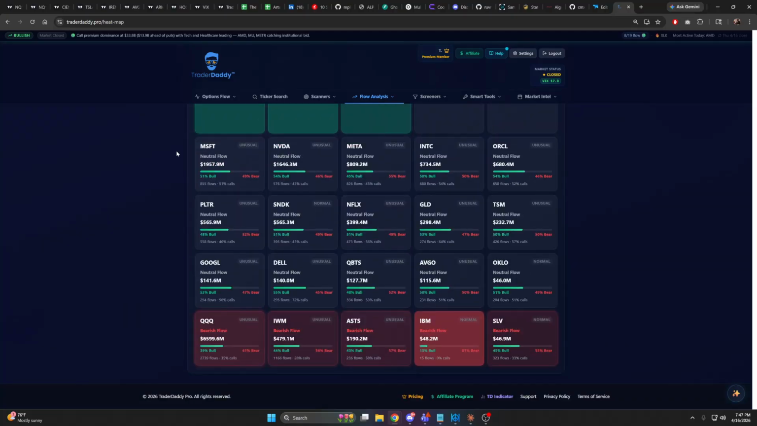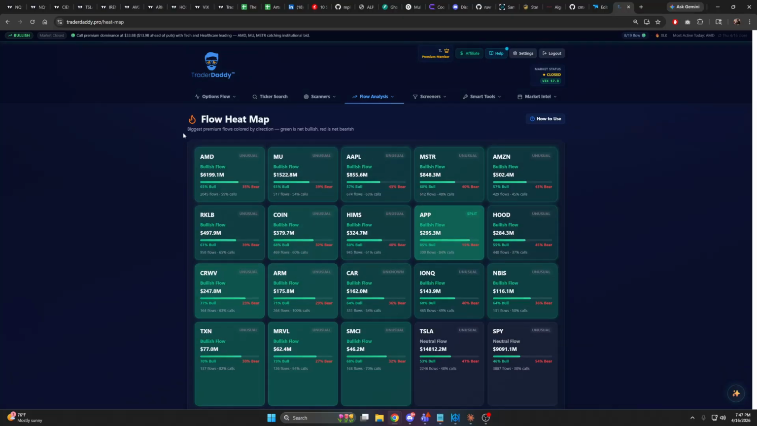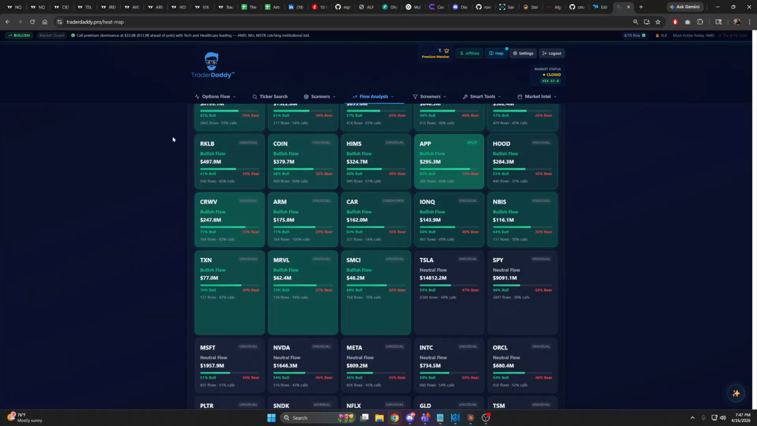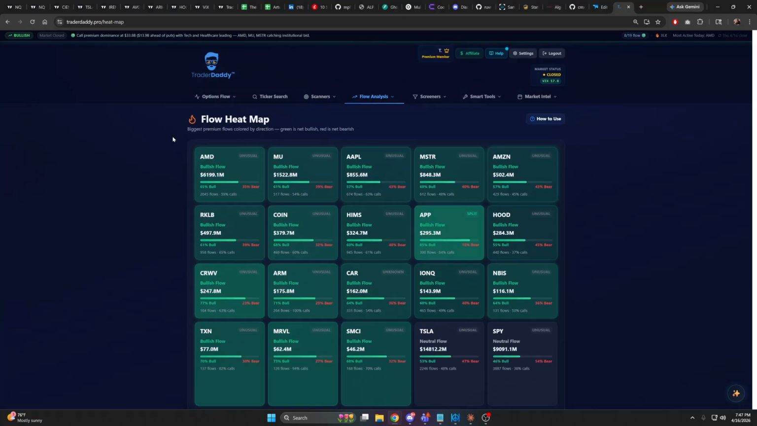And those are your 3 pages of flows. Now everything else on the site is not necessarily flow related, and it is more of helping you find breakout plays and doing technical analysis.